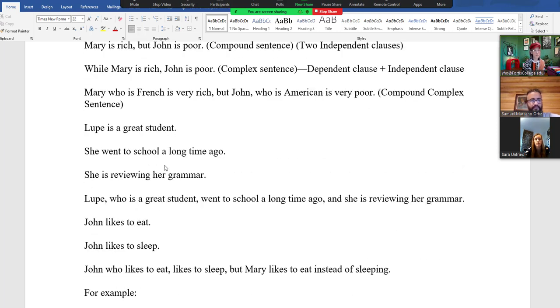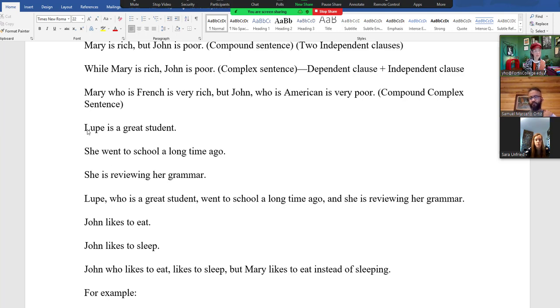And so if you have three simple sentences like this: Lupe is a great student. She went to school a long time ago. She is reviewing her grammar. Now we have the same subject for three different sentences. If you do that, it makes your essay too choppy. So if you have the same subject in three or four different sentences, think about combining them into either a compound sentence or a compound complex sentence. This is how you give your essay sentence variety.